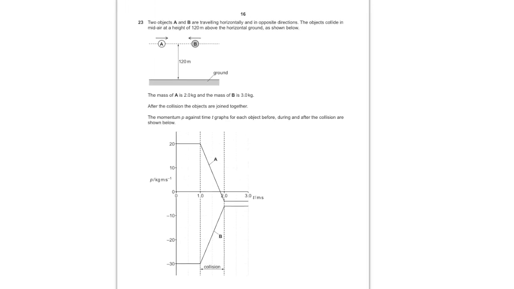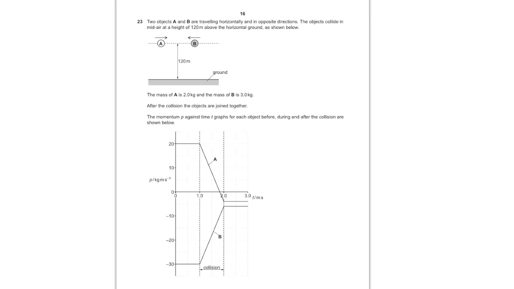Here we have two objects, A and B, which are traveling horizontally in opposite directions. The objects collide in mid-air at a height of 120 meters above the horizontal ground, like so. And we are given the mass of A is 2 kilos and B is 3 kilos. After the collision, they are joined together. And the momentum p against time graph is given here. So we have been given the graph for momentums before the collision, during the collision and after the collision.